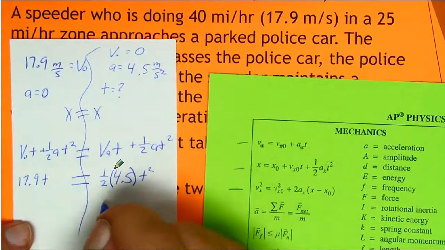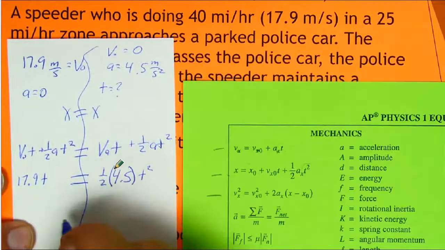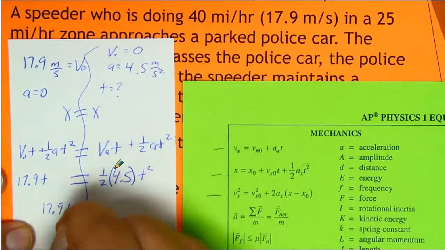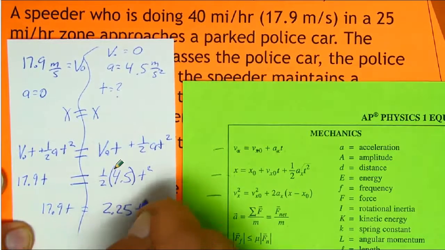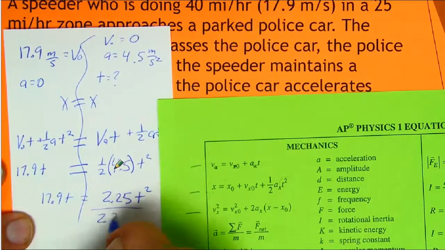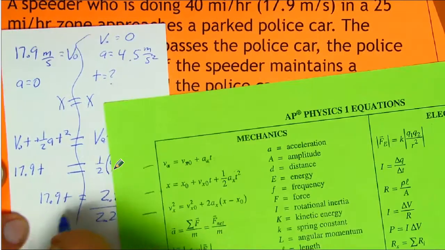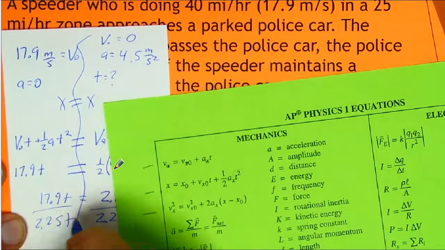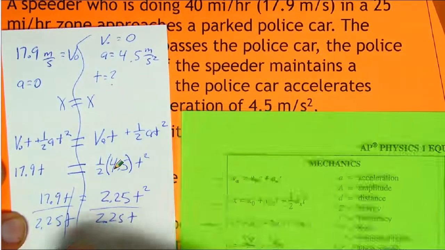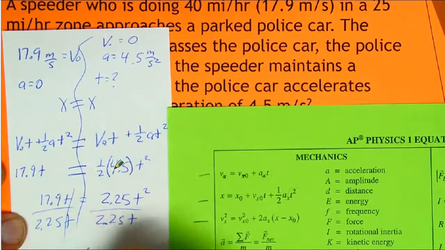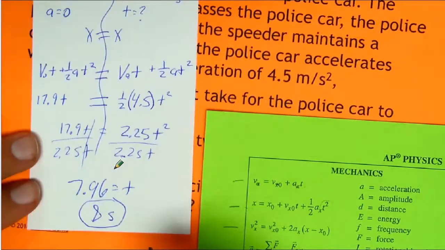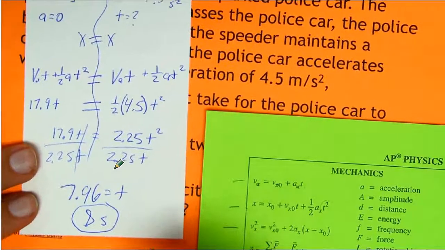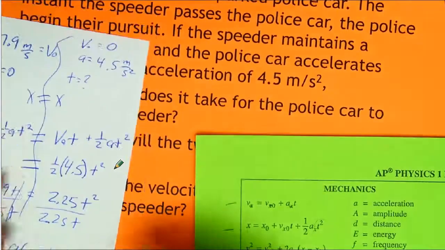If you plug that in here real quick, 17.9t is equal to 2.25 t squared. All right, so if you divide by 2.25 t, the t's cancel. I am left with 7.96 is equal to t. So with sig figs, 8 seconds. Okay, so that was A. That was a tricky one.